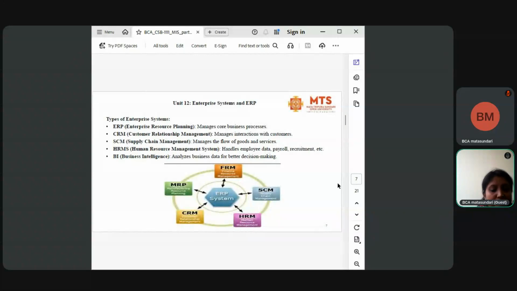So now, what are the types of enterprise systems? First is enterprise resource planning, that basically manages core business processes. Then CRM, that is customer relationship management, that manages interaction with customers, and SCM, that is supply chain management, that manages the flow of goods and services, and HRMS, human resource management systems, that handle employee data, payroll, recruitment, etc. And last is business intelligence, that analyzes business data for better decision making. So these are the types of enterprise systems. Next slide.